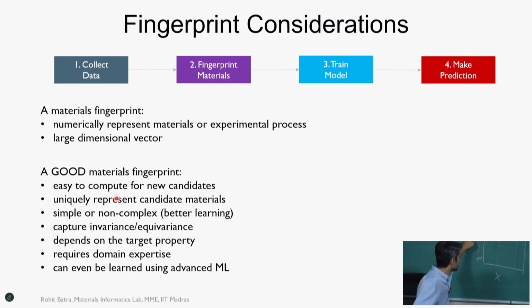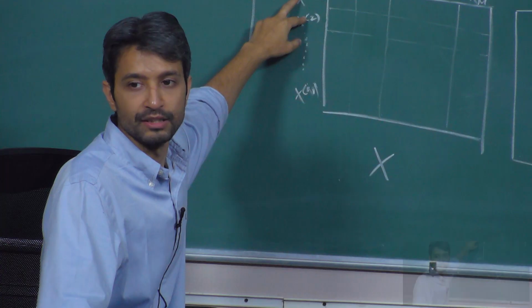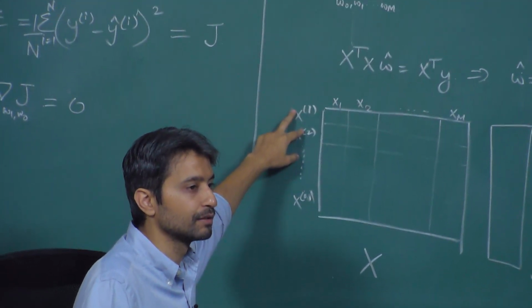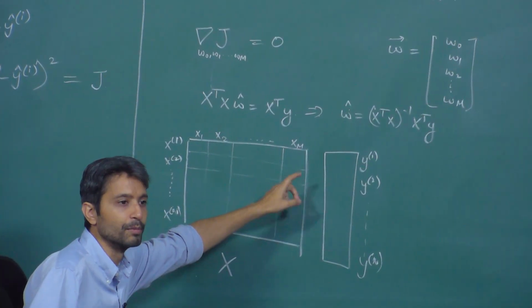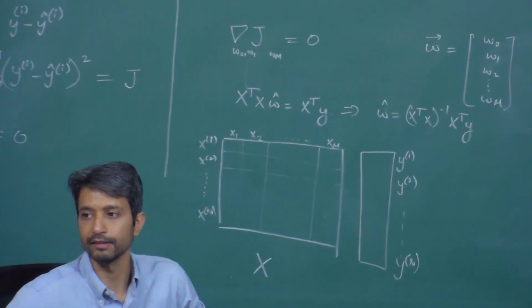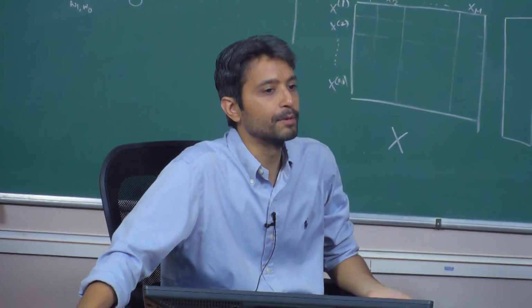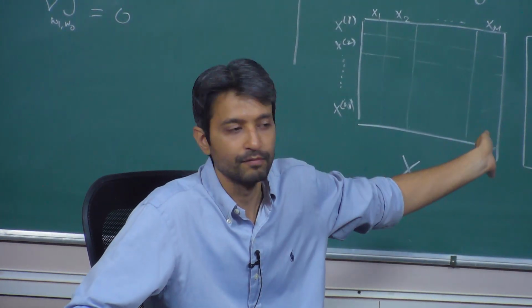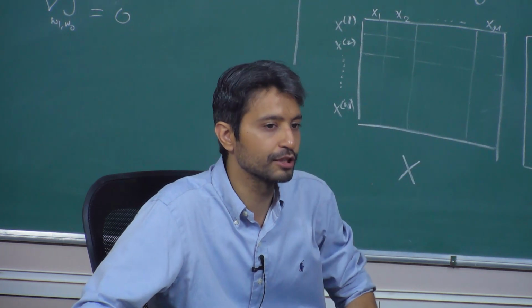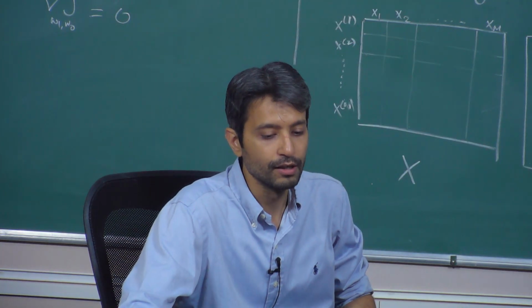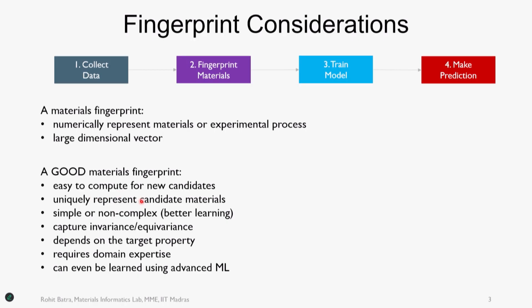In this example, this is my fingerprint for the first data point, and the fingerprint for the second data point. These two should be unique. If they are not unique, what does it mean? This vector and this vector are the same, but the properties that these two have are different, which means you can never come up with a function that will map one fingerprint. The same fingerprint cannot map to two different outputs, right? So I should always look for fingerprinting strategies which are able to uniquely represent my material or processing condition.